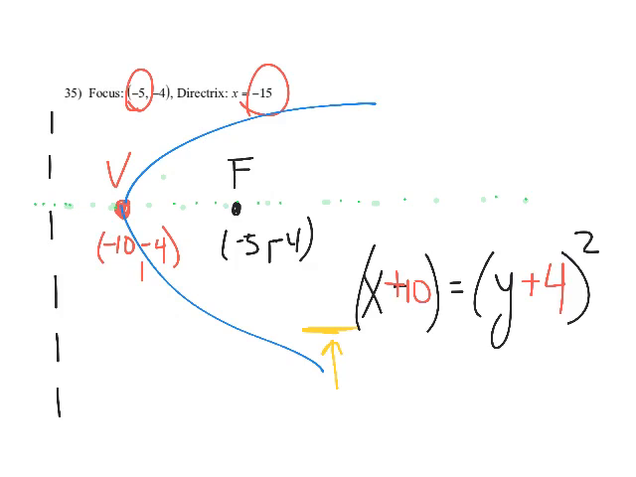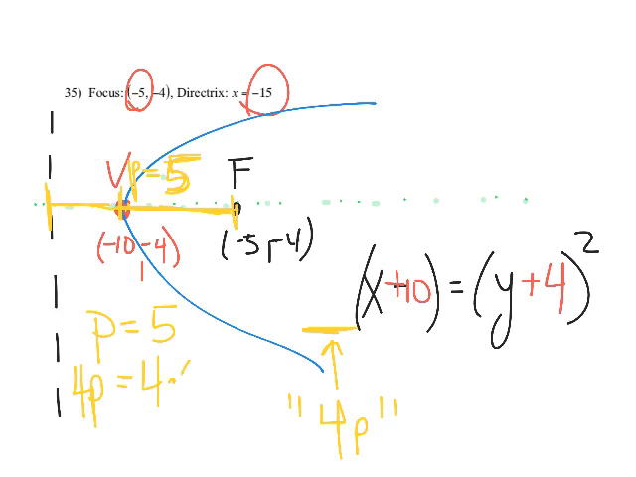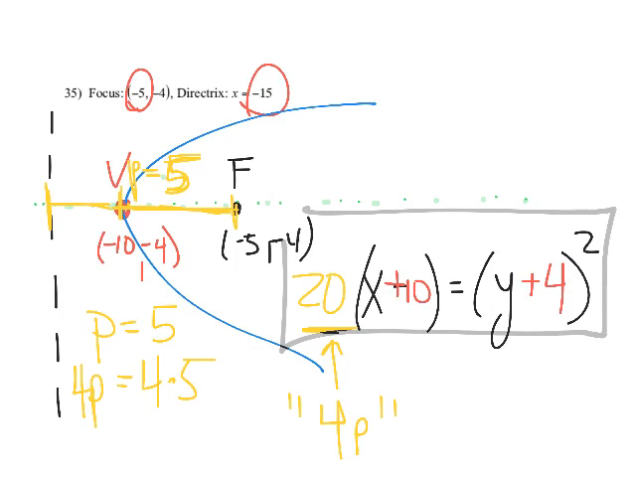And remember, whatever's there is 4 times p, okay? And remember that p is the distance from your vertex to your focus. Or on the other side, from your vertex to your directrix. Doesn't matter. It's the same thing because it's halfway in between the two. To go from -10 to -5, I went 5. So p equals 5. So if p equals 5, 4p equals 4 times 5. So this is actually a 20. It stays positive because we are opening to the right. If we were opening to the left, we would make that a negative.